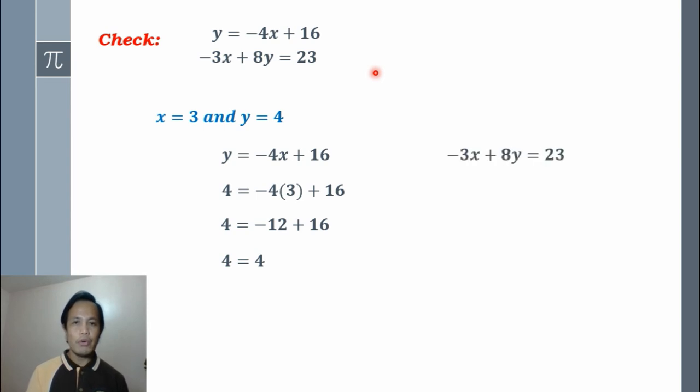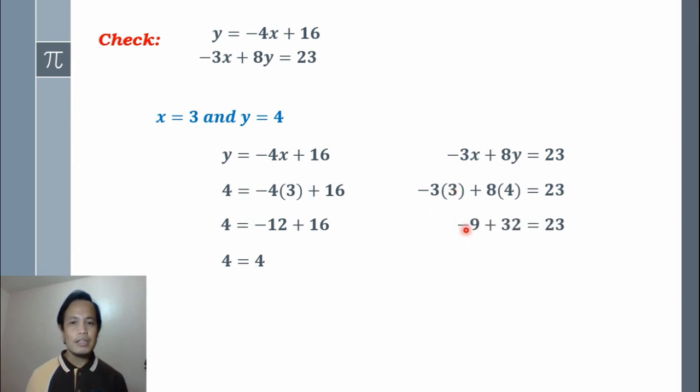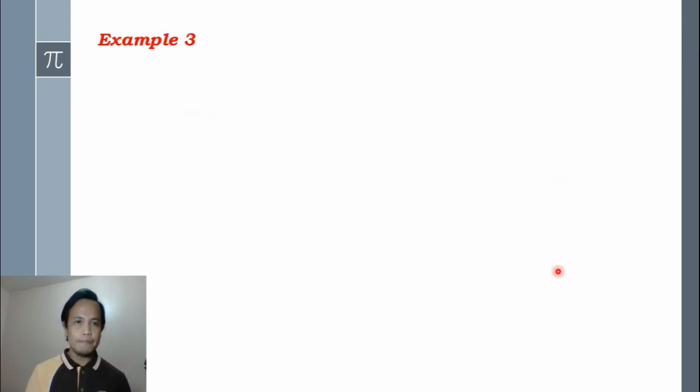Let's do the same for equation 2, that is negative 3x plus 8y equals 23. We substitute: negative 3 times the x, which is 3, and positive 8 times the y, which is 4. Then we multiply. Negative 3 times 3 is negative 9, and 8 times 4 is positive 32, which is equal to 23. Negative 9 plus 32 is 23, so 23 is equal to 23. Okay, so let's proceed to the third example.